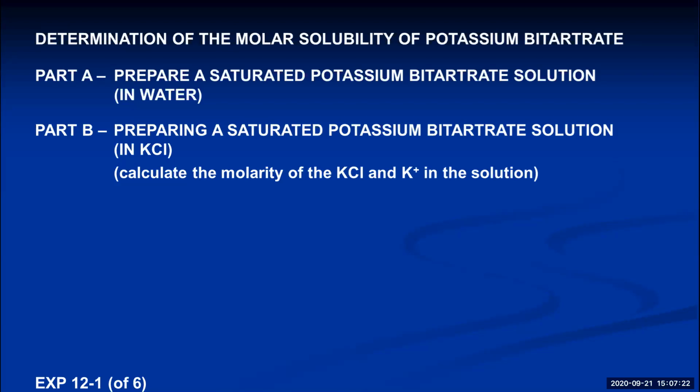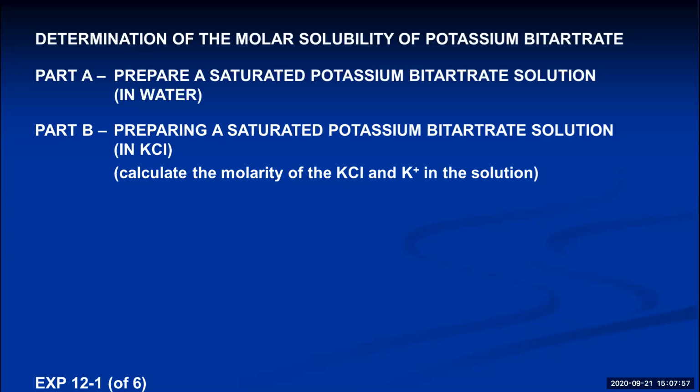We're going to then, in part B, prepare a second saturated potassium bitartrate solution, but this time not in pure water. It's going to be in potassium chloride. And that's significant because potassium chloride will dissociate into potassium ions and chloride ions. So there's going to be potassium ions in this solution. And the potassium ions are what we call a common ion because potassium ions are in the formula of potassium bitartrate. So we're going to try to see what is the molar solubility of potassium bitartrate if we create a saturated solution, but there's already a common ion in that solution.